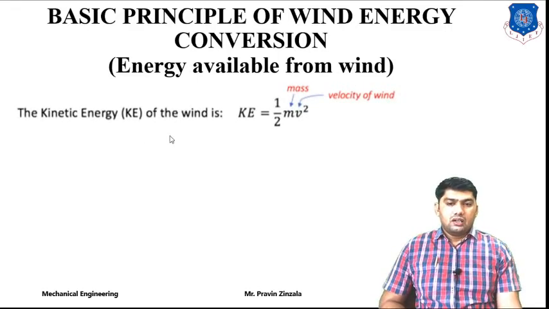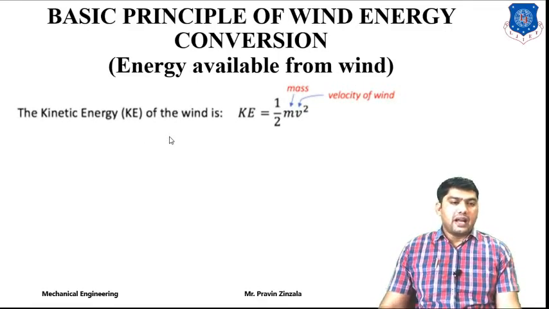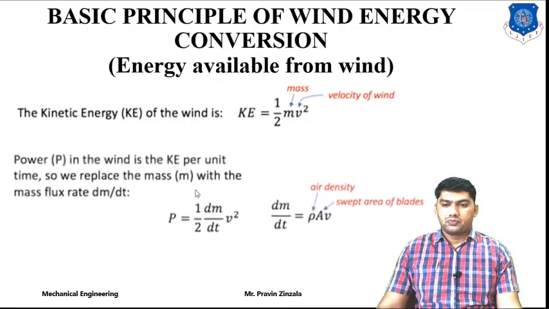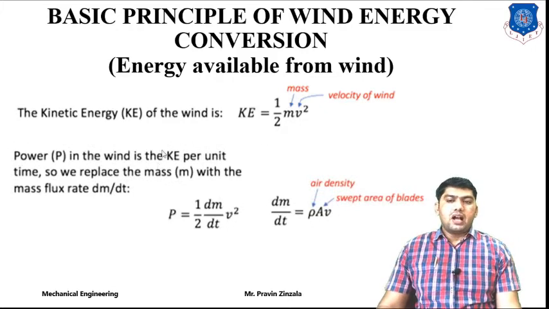So wind energy is one type of kinetic energy of air, meaning it is the flow of air. So we can say it is the kinetic energy of wind. The equation of kinetic energy is 1/2 m v square, where m is the mass flow rate of air and v is the velocity of wind.